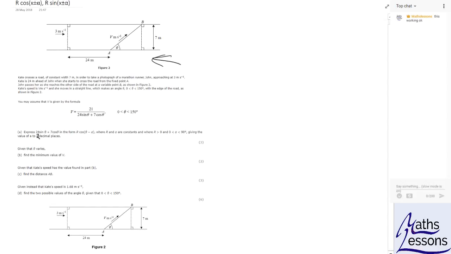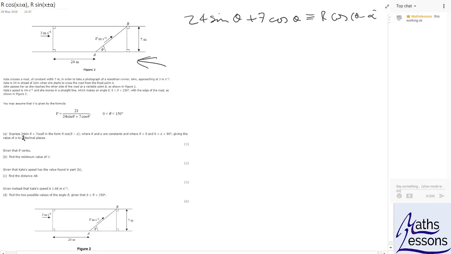And the first thing we've got to do is express 24 sine theta plus 7 cos theta in the form r cos(theta minus alpha). So what I'm going to do is expand r cos(theta minus alpha). As you get better at this, you will probably take some shortcuts, but I'm definitely going to make sure I write a table out. So r cos theta cos alpha plus r sine theta sine alpha.